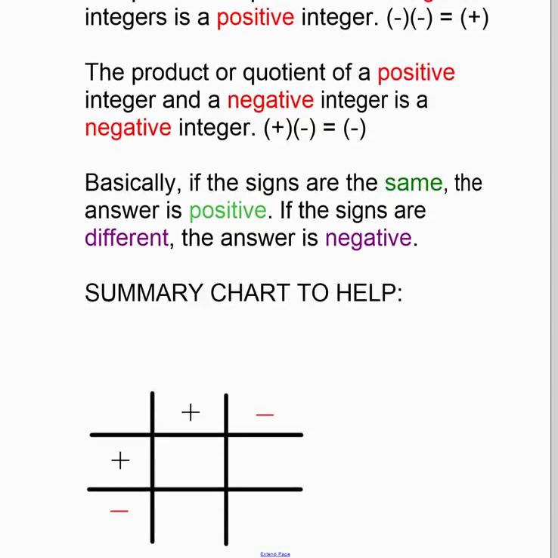So this summary here is like a little multiplication times table chart. A positive times a positive will result in a positive. A positive times a negative will result in a negative. A negative times a positive will result in a negative, and a negative times a negative will result in a positive. Now I'm just going to add a page, and let's talk a little bit about why that is.